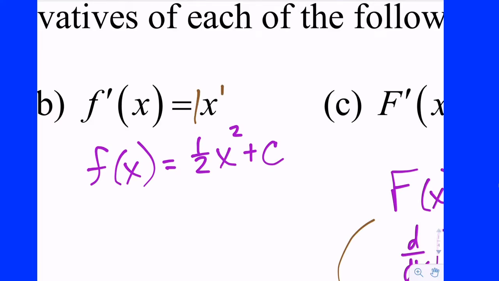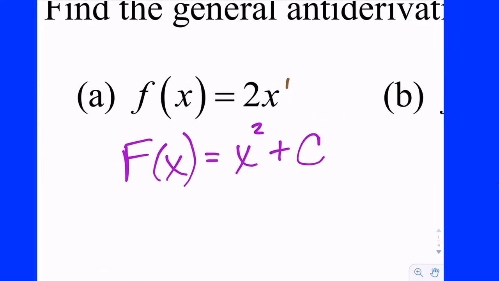That was a 1x to the first. If I add 1 to 1, I get 2. And then dividing by 2 is the same as multiplying by 1/2. It works. This is 2x to the first. I add 1 to get my new exponent of 2. And then I divide by my new exponent 2. 2/2 gives me 1. It works.